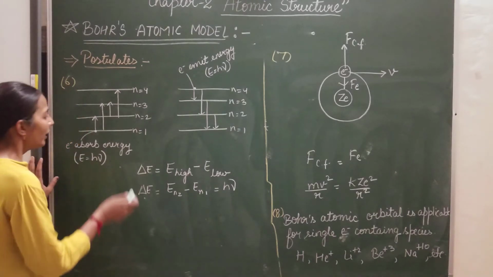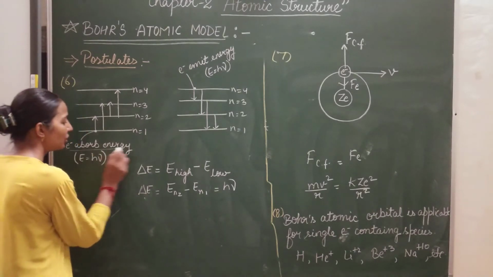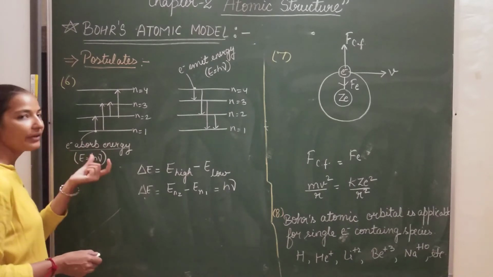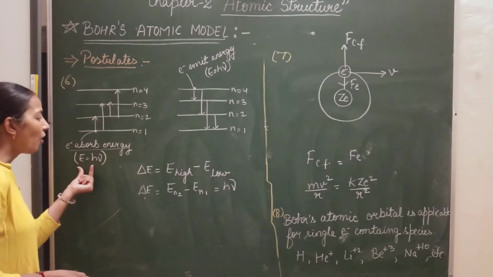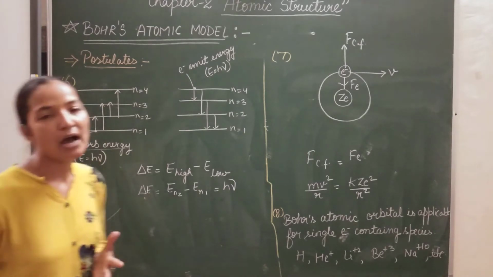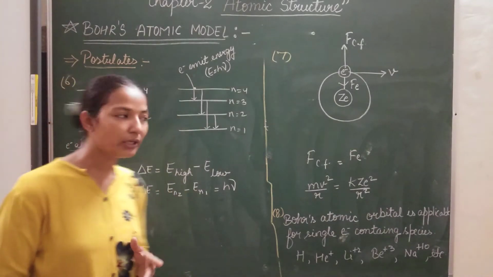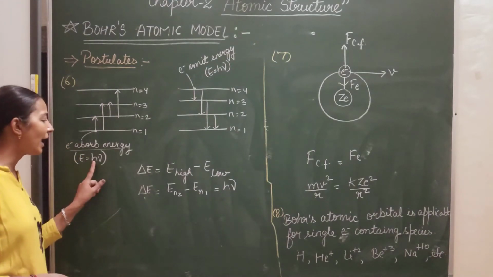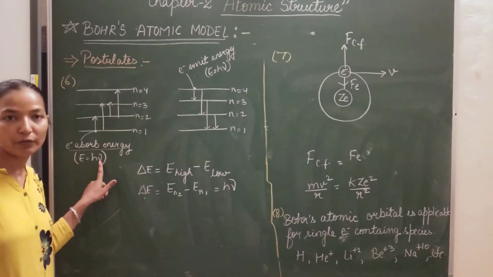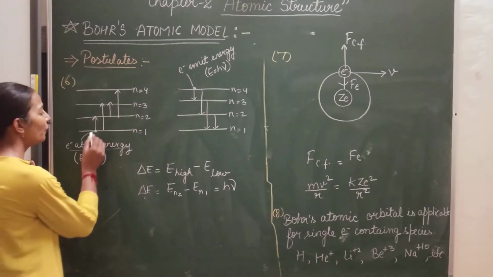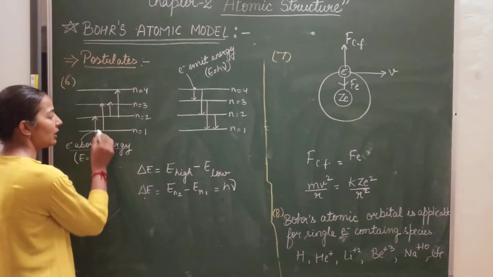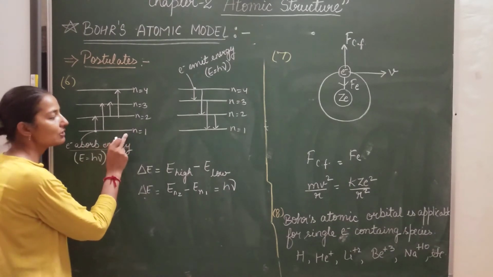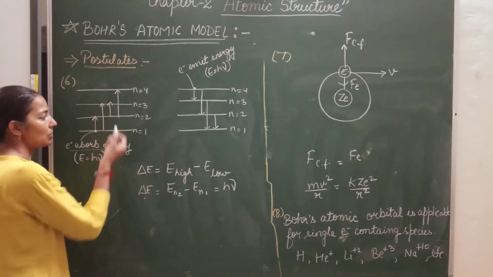Okay, so if the electron absorbs energy, since it was also told that the electron always absorbs energy in the form of photons. Photons are the energy packets, and the energy of one photon is equal to h nu, where nu is the frequency. So if the electron is absorbing energy, then it gets excited from one stationary state to the other stationary state.